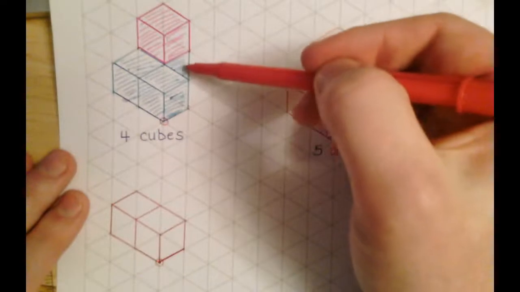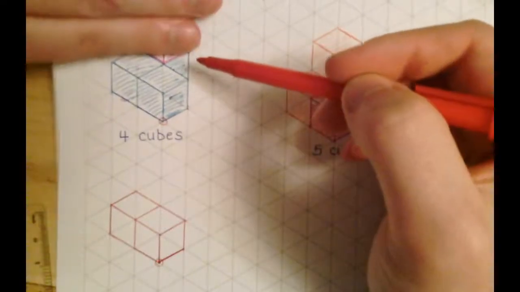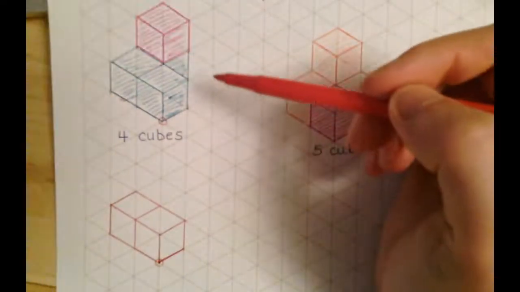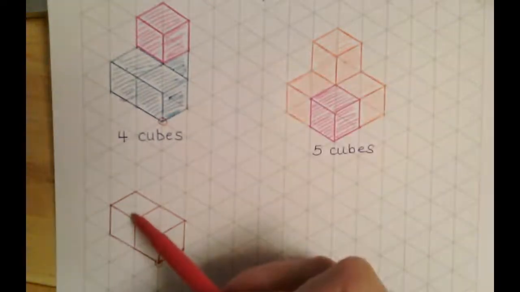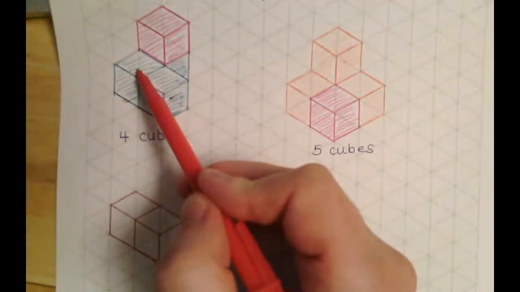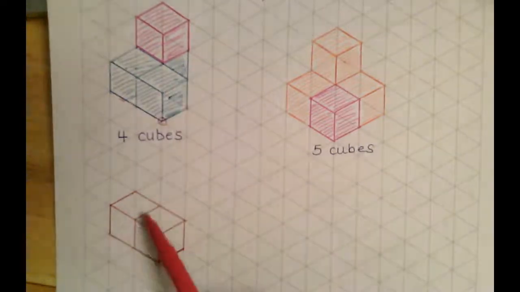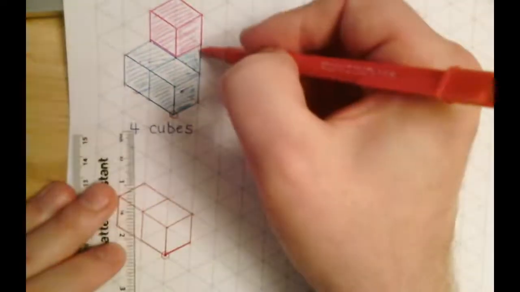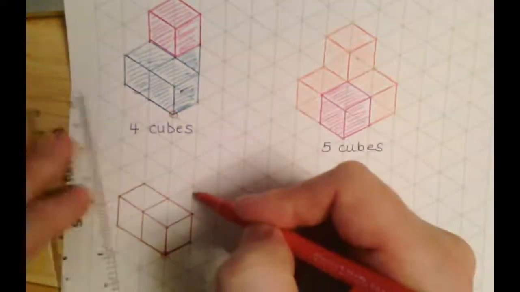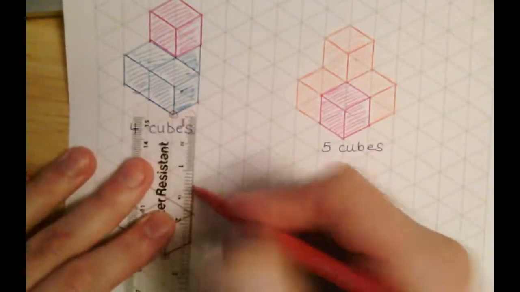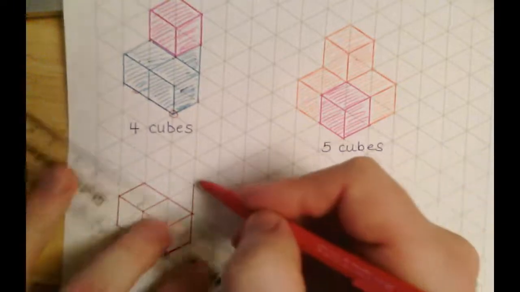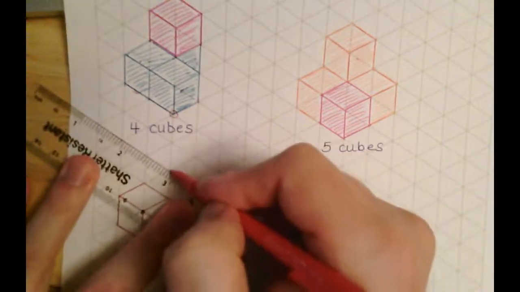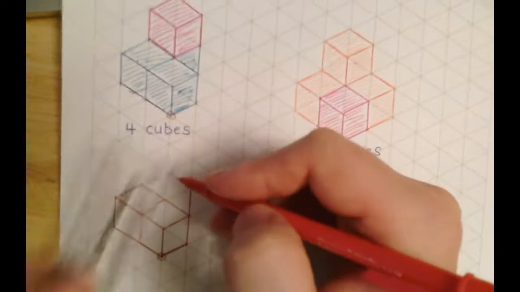Now I need to draw this blue one underneath. So that one isn't there, but there must be a cube underneath. So there must be a cube to the right of this one. Now this part here I can still see. So that bit there is there. And now I need to join it up to actually make it look like the cube's underneath.